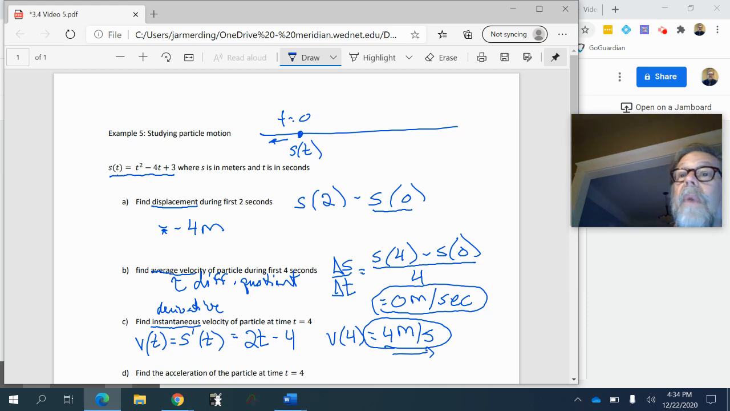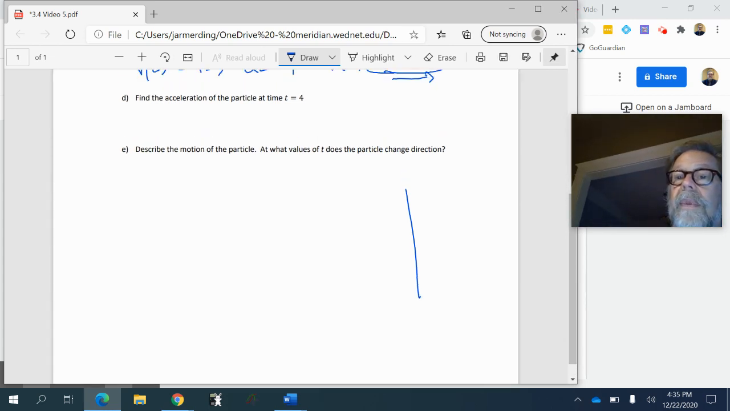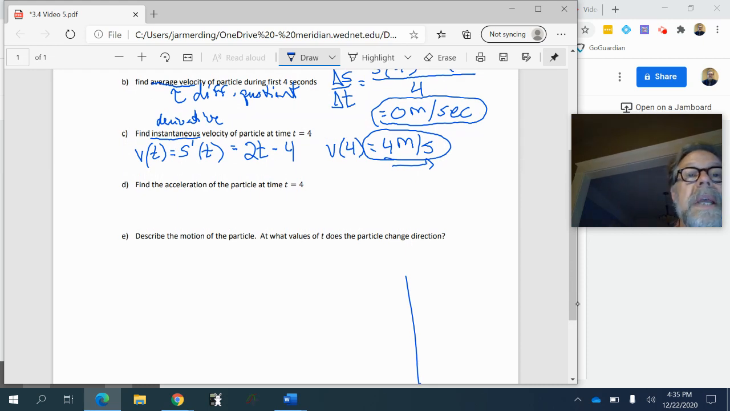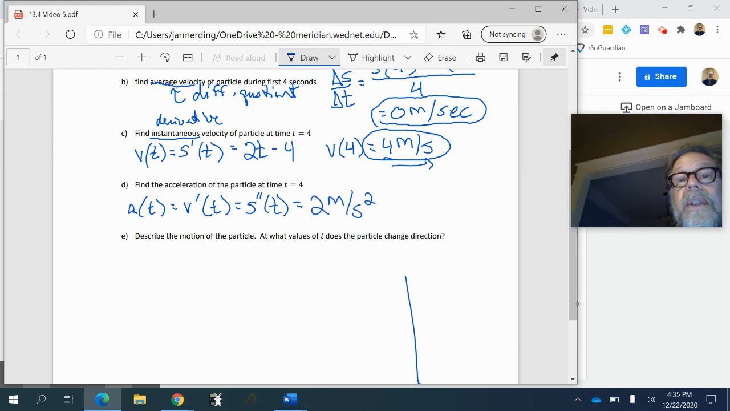All right, the acceleration of the particle at any time t. Whoops, I meant to drag that up, not to scribble all over it. Acceleration is the derivative of velocity, which is the second derivative of position. And so that's 2, and that's a constant. And notice again, this is in a positive direction. So this particle is being accelerated to the right at all times, even though it appeared to have been moving to the left initially. Describe the motion of the particle.